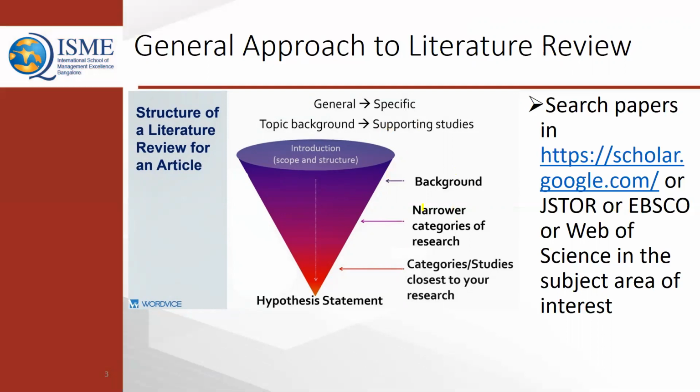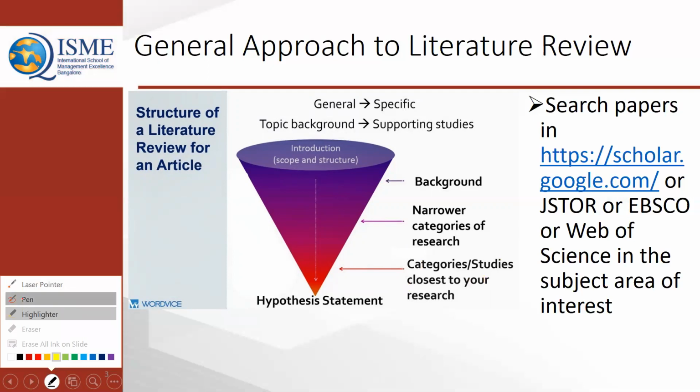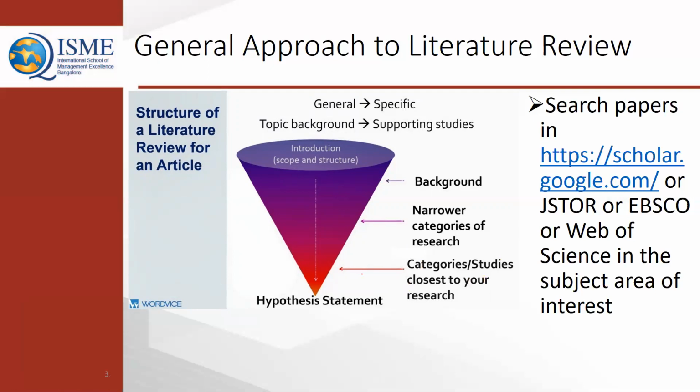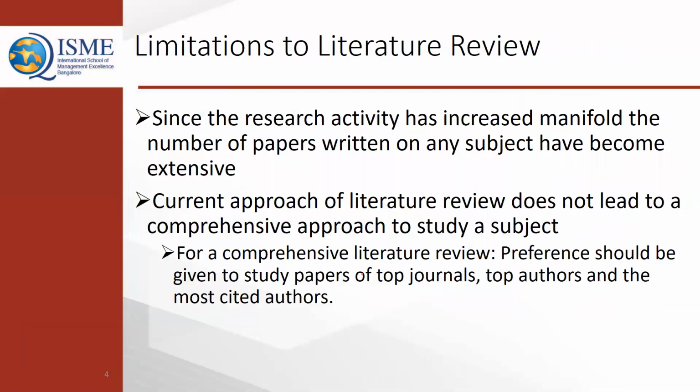Based on that, you download those studies, look at a few articles, look at some more articles which are referred to by the articles that you have read and which are closer to your subject area. And then you once again do this iteratively till you arrive at the studies closest to your research. Now, while this is an approach which has been taken, it is something which is not comprehensive. And that's where the limitations to literature review is.